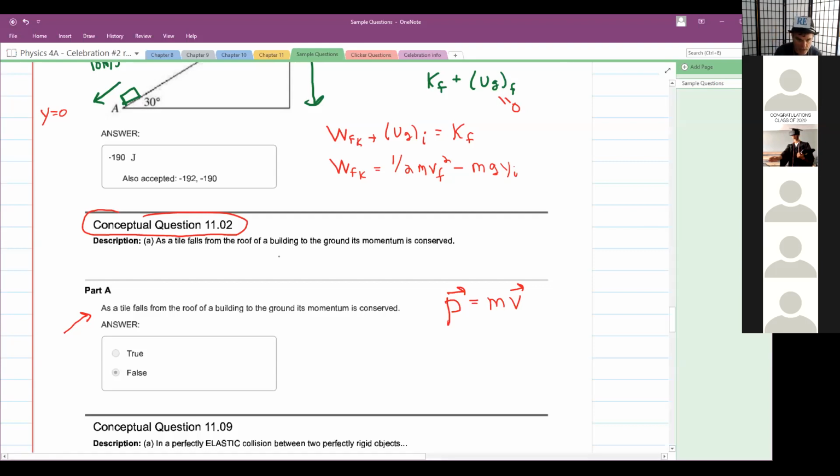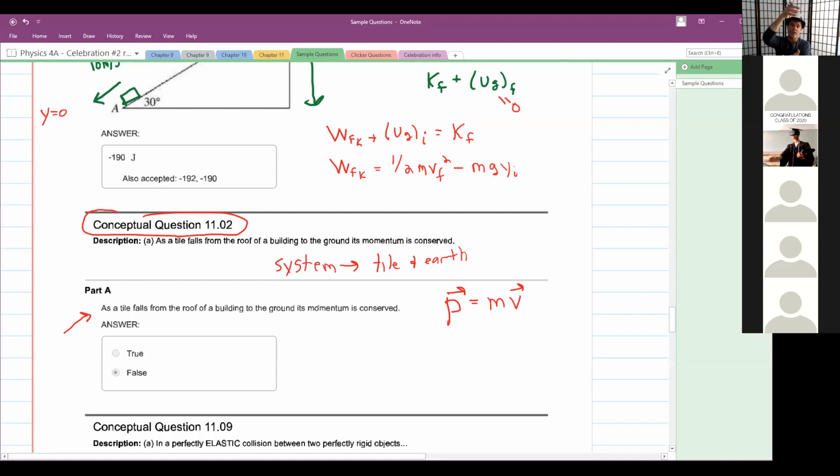Now, if instead I said the system was the tile and the Earth, and the momentum of the Earth and tile is conserved, that would be true. Because if my system is the Earth and the tile, any forces they exert on each other are internal forces which aren't affecting the overall momentum of the system. So this is kind of like Newton's third law. As the ball is falling, technically the Earth is moving up to meet the ball.